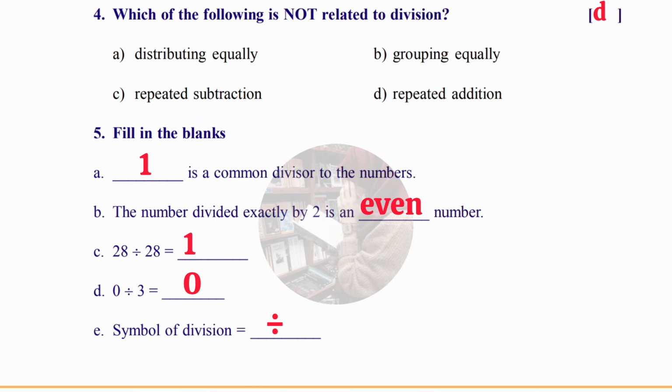Write down 0. Next, fifth one, symbol of division. We all know the symbol of division. Write down the symbol of division. Okay, let's move on to the next Roman, that is Roman number 6.